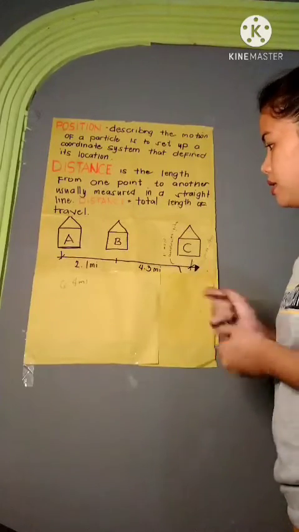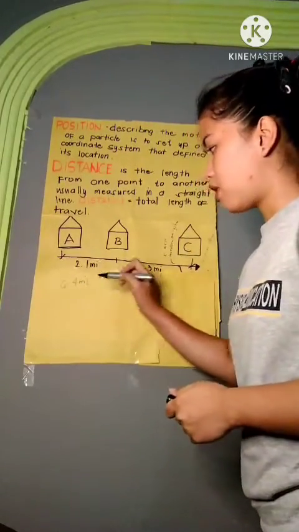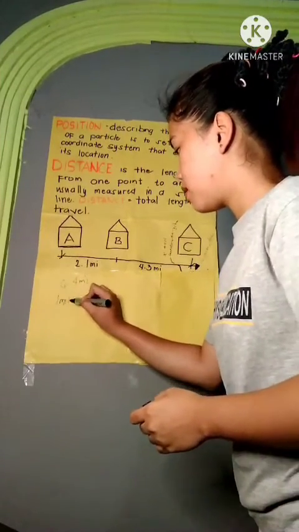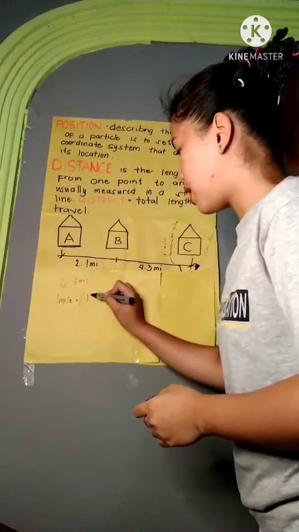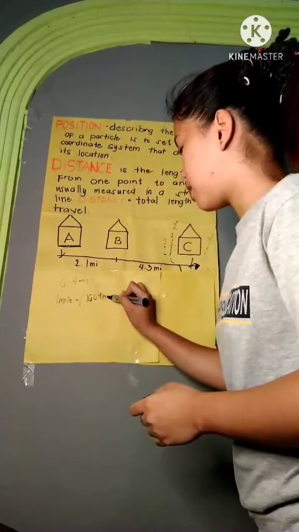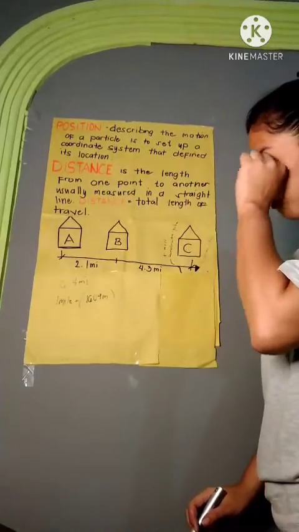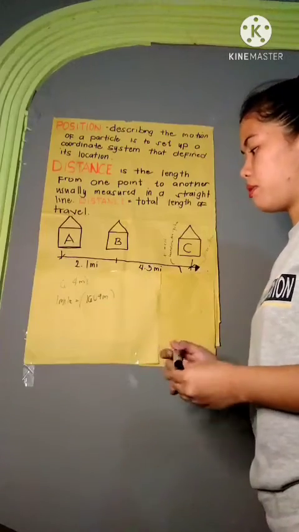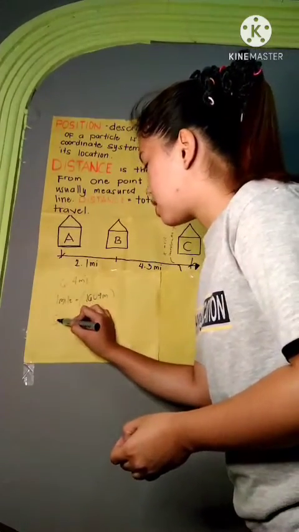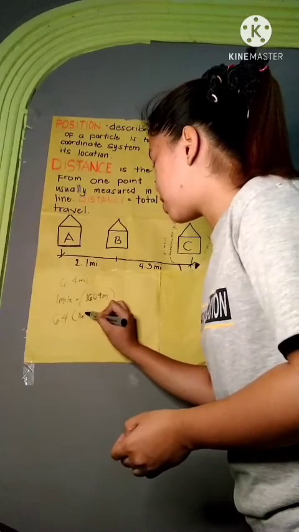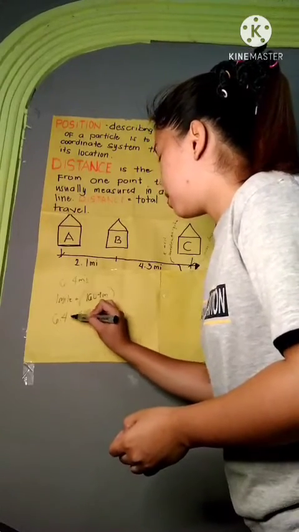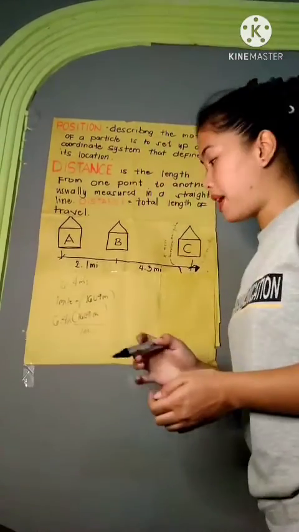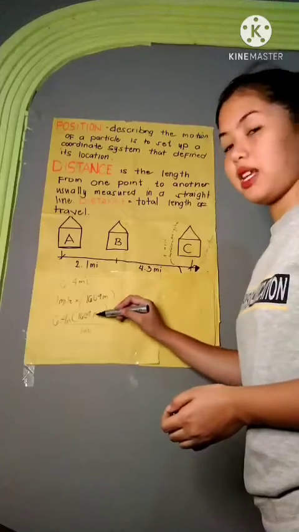Since naka-miles po siya, i-convert po natin siya to meter. 1 mile is equivalent to 1,609 meters. Para makuha po natin yung value ng 6.4 miles to meter, i-convert po natin siya: 6.4 times 1,609 meters over 1 mile. Para makancel natin yung mile at matira na lang yung meter.